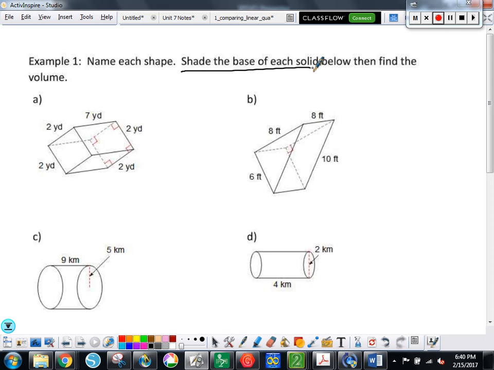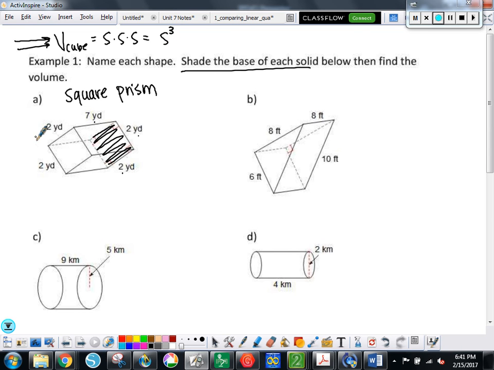So this one, I noticed that this is square. So in this case, I guess it kind of matters which one the base is because it's a little bit more specific than the rectangle. So I'm going to call this a square prism. Now there is a special name if all three sides are the same, and that's called the cube. This one's not a cube. By the way, the volume formula for a cube would be length times width times height, which would be s cubed. So I think you may need to know that later.